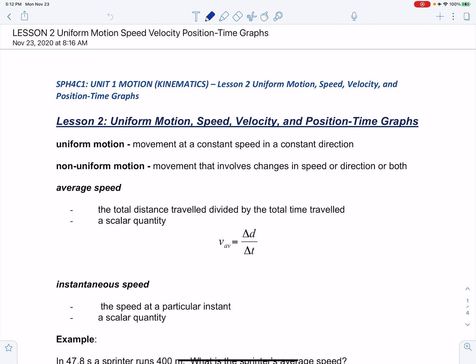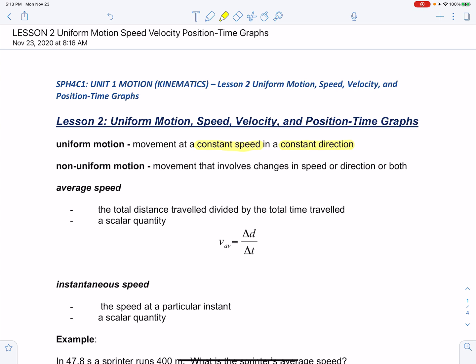Lesson 2, Uniform Motion, Speed, Velocity, and Position Time Graphs. Uniform motion is the movement at a constant speed in a constant direction. So there are two components to uniform motion. Number one, the speed is constant, and number two, the direction is constant.